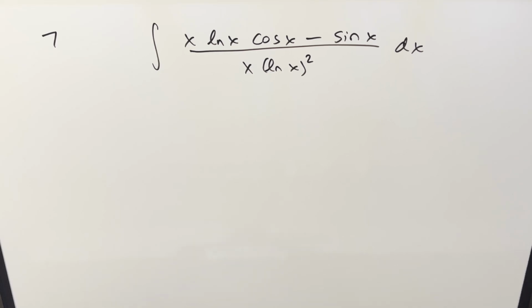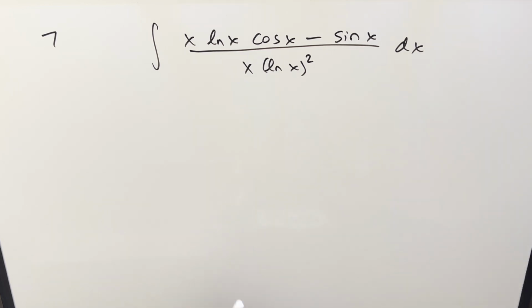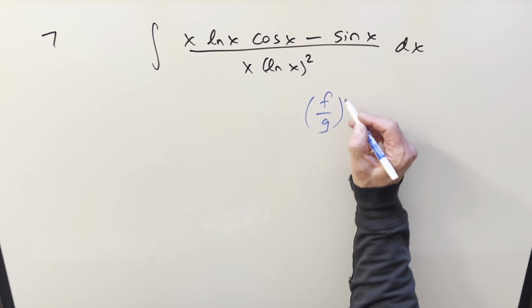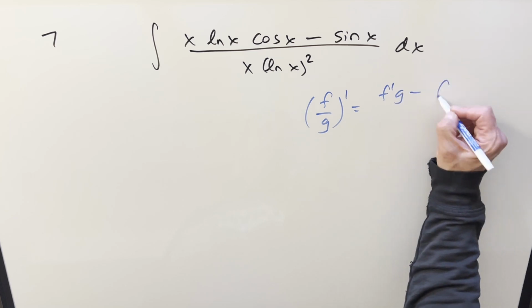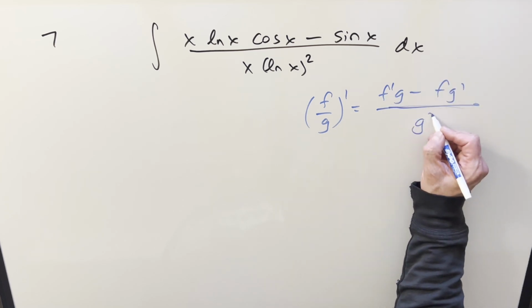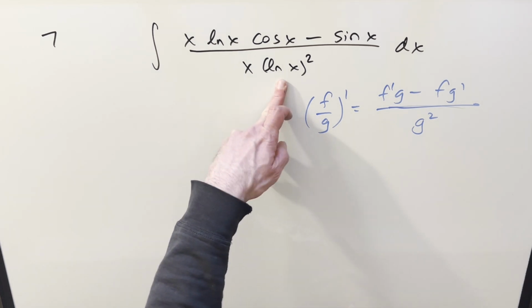Okay, for number 7, we've got the integral of x ln x cosine x minus sine x over x ln x all squared dx. For this one, the first thing that comes to mind is the reverse quotient rule. For the quotient rule, we have this formula. If we're taking the derivative of f over g, the formula is f prime g minus f g prime over g squared. So it seems kind of reasonable where we've got something squared here.